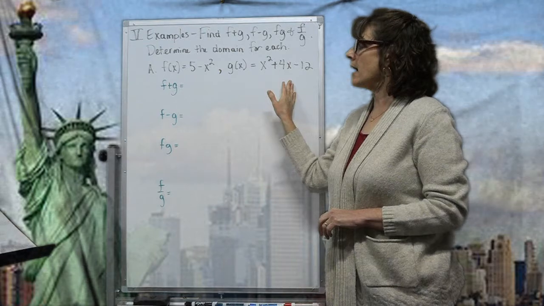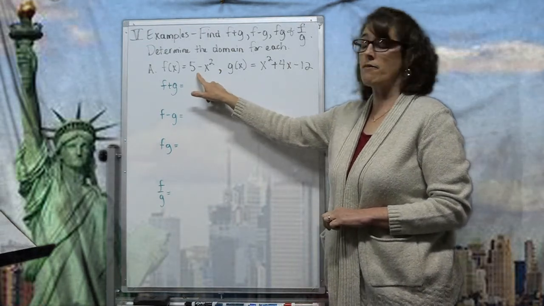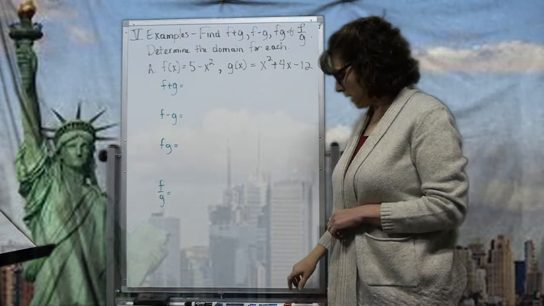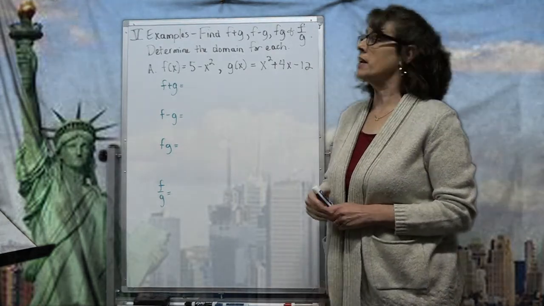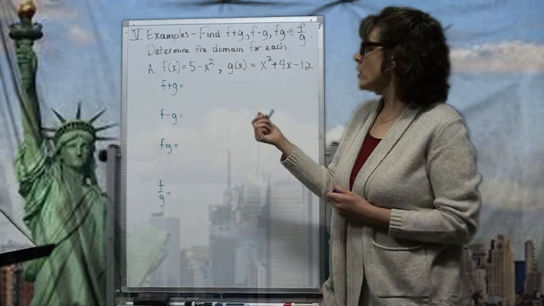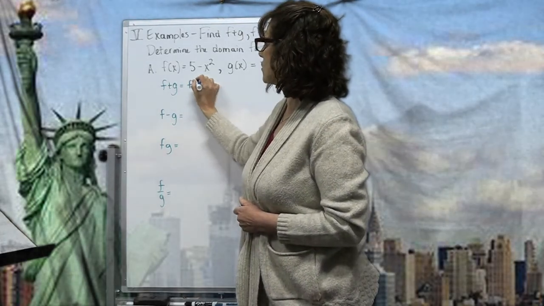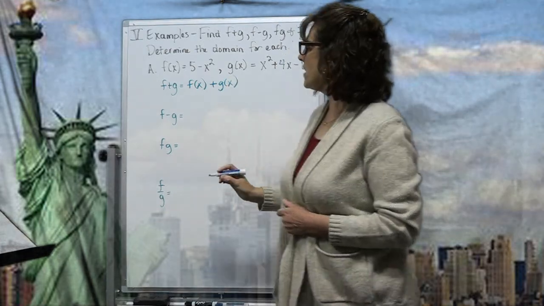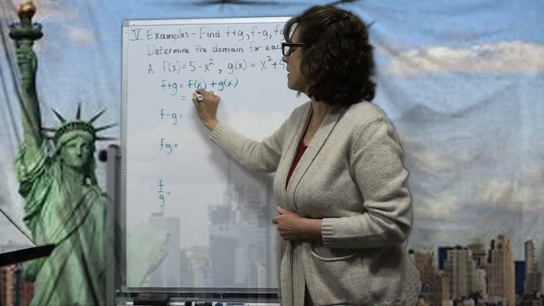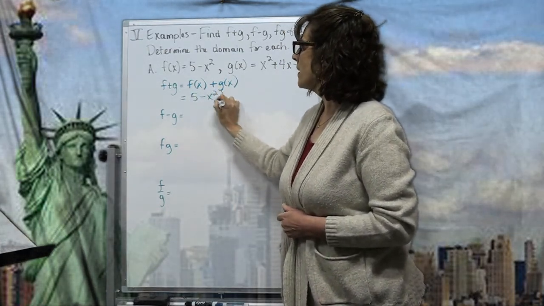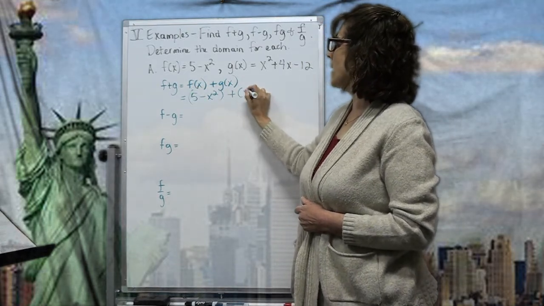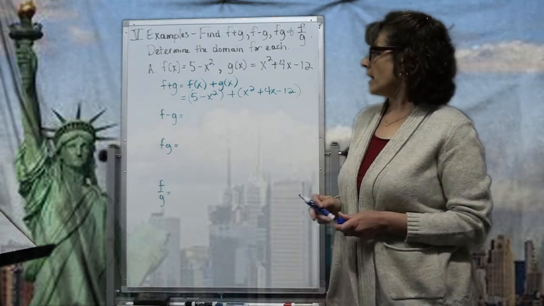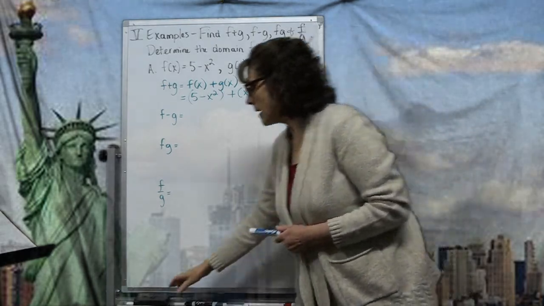First example I have here says my f of x is 5 minus x squared. My g of x is x squared plus 4x minus 12. So in my first one it says let's add the two together. So I'm going to take my f function and add my g function. That tells me I'm going to take my 5 minus x squared and simply add my x squared plus 4x minus 12. And I'm going to see what happens when I combine those like terms.